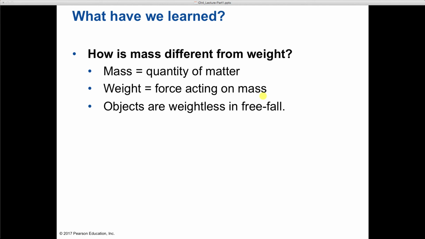Weightlessness does not necessarily mean that there's no gravity. It just means that you're in free fall. You're floating basically in free fall. If you were to close your eyes, you would have no idea that you're actually falling. You're just kind of floating there.